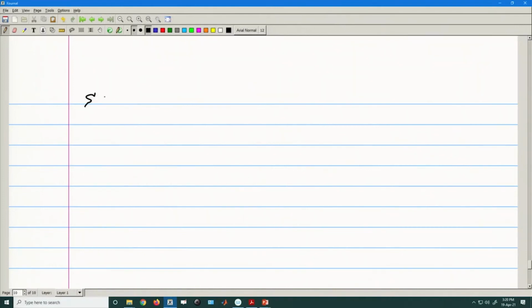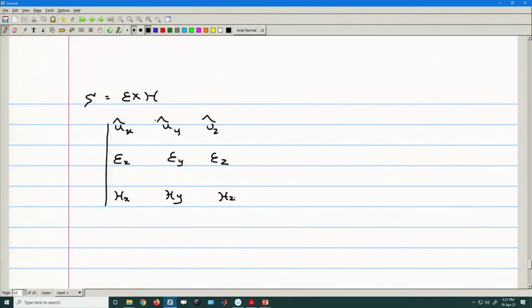So, S is given as E cross H. So we will have Ux, U cap y, U cap z, Ex, Ey, Ez, again Hx, Hy, Hz. Fine. That is equal to, for Ux, see here Ey, Ez is not there, Hx, Hz is not there.